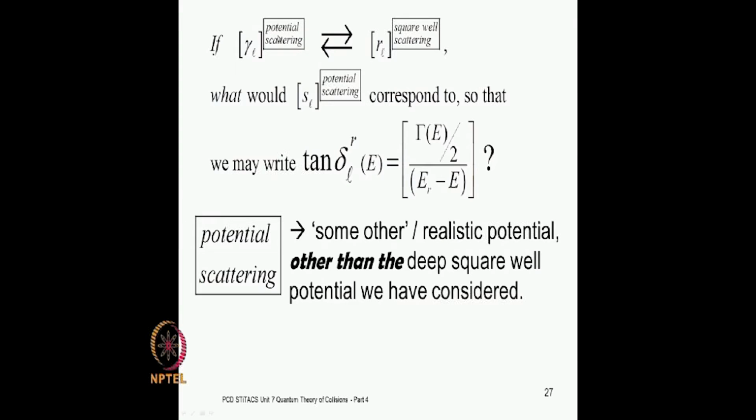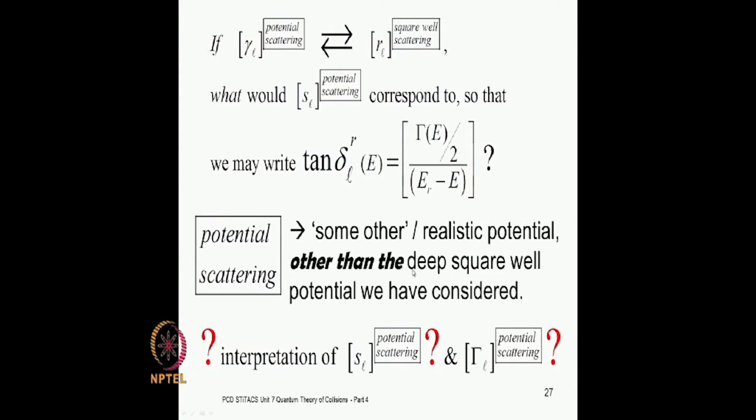So, anything which is a potential scattering is of course also a potential, but the square well is a specific potential that we have worked with and for which we have got the exact solutions, whereas this is in general some other, more realistic potential, a prototype of which we have the figure for. In general it would be some other potential other than the deep square well potential. Then we will ask the question: if this correspondence holds good even for potential scattering, what would be the interpretation of S and what would be the interpretation of gamma?